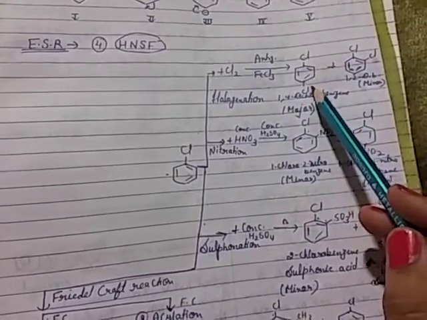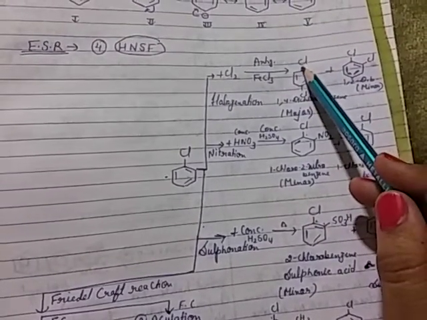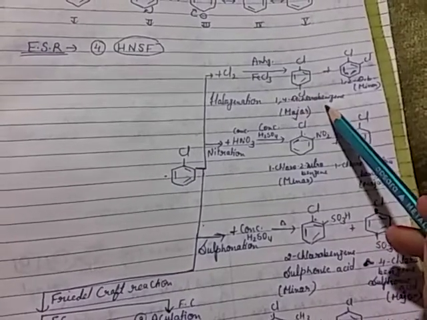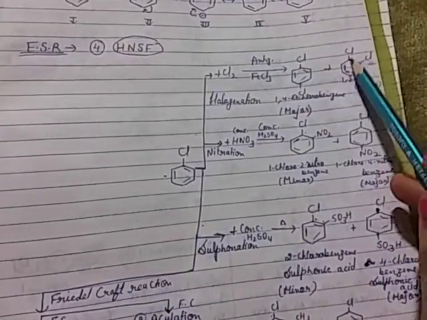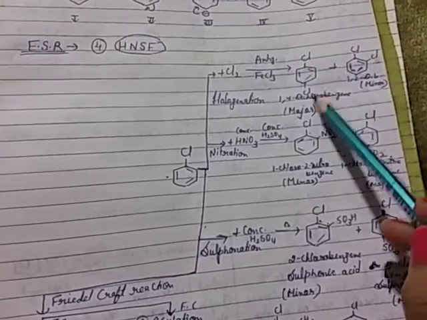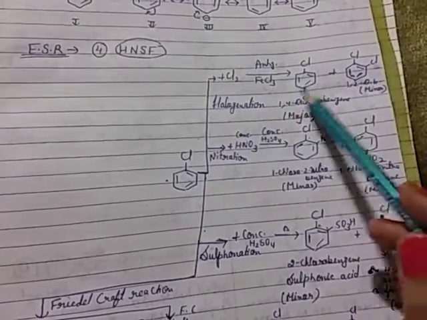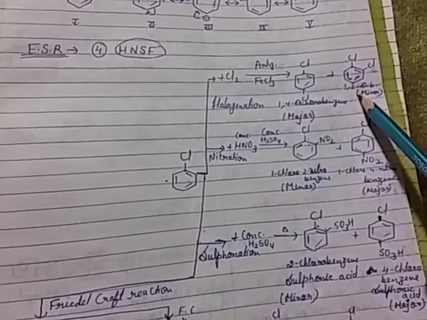If it attaches at the para position, its name is first number and fourth number dichloro. So 1,4-dichlorobenzene, and at the ortho position 1,2-dichlorobenzene, but the 1,4 has less repulsion, so it is the major product and the other is minor.